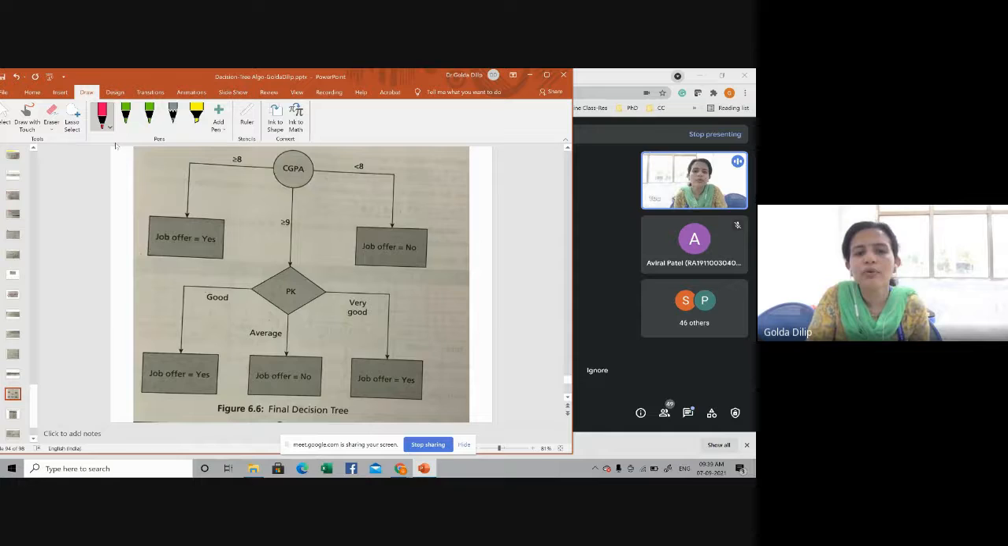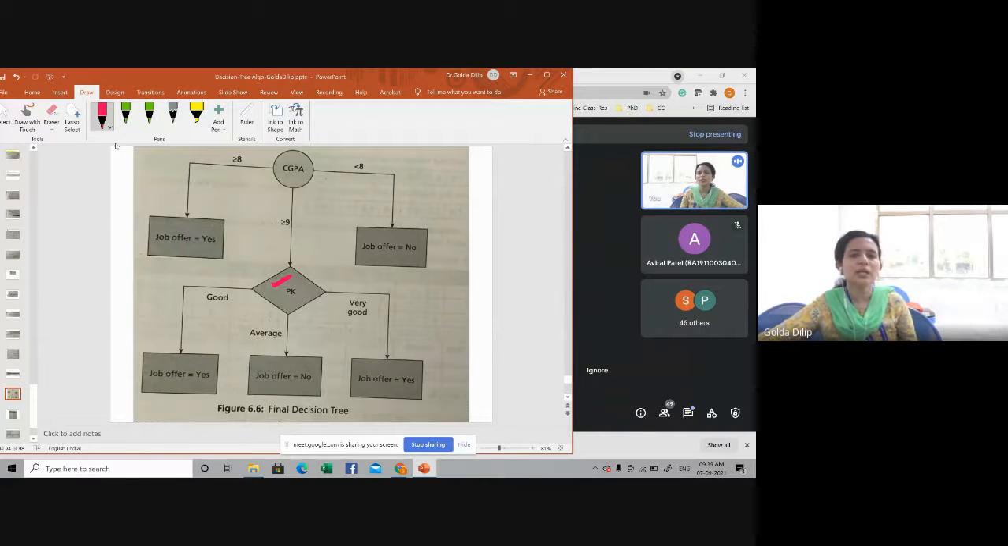I have drawn the tree by considering practical knowledge. See, this is my final decision tree. It easily summarizes the data available in your training data set. In the same way, you can easily extract rules from it. What are the rules which I can extract from it?